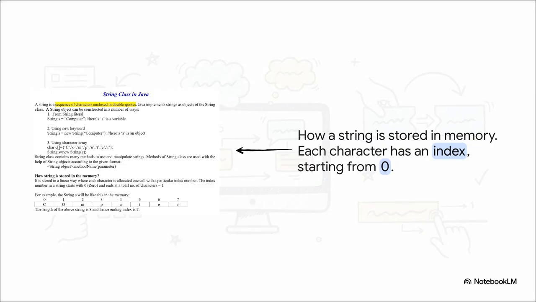Now, this slide right here shows one of the most fundamental concepts you need to grasp. In memory, you can think of a string as a row of numbered boxes, where each box holds one character. And the most important rule to remember is that the numbering, the index, always starts at 0, not 1. So if your string has 8 characters, the last character is at index 7. This is going to come up over and over again.